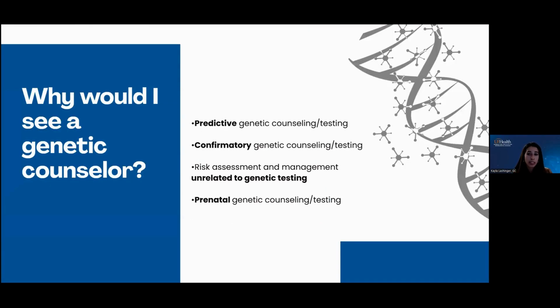And this might be in the setting of predictive testing. It's someone who doesn't have symptoms of Huntington's, but they have a family history. It can also be what we call confirmatory testing for someone who has symptoms of Huntington's and they're pursuing genetic testing. But it can also be completely unrelated to genetic testing. It can be answering questions, education, risk assessment, management, all of that is something that we can discuss with you and direct you to the right resources as well.